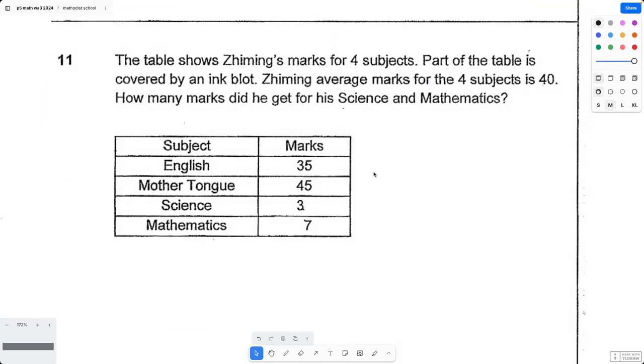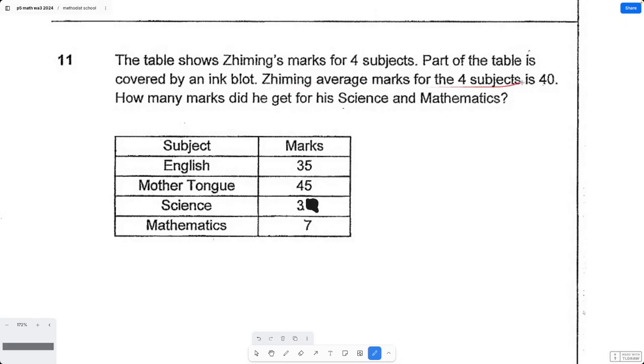Question 11. The table shows Ziming's marks for 4 subjects. Part of the table is covered by an ink blot. Let me draw the ink blot. Okay, whatever. All right.